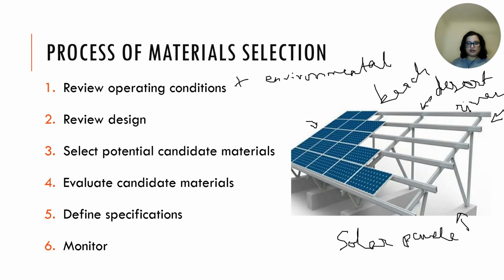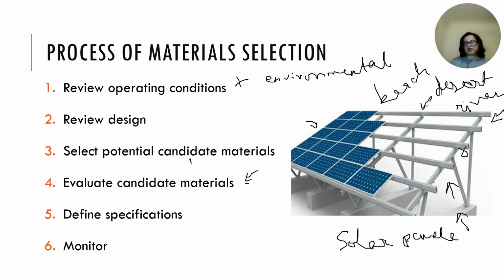The next step is reviewing the design. So what kind of design is required, or do you want it to be? And that should include all the specifics of welds, etc. The third point is selecting the potential candidate materials. So depending on these two conditions, what are the materials that we can use? For this, you can either do a literature survey, or you can check what has been used before in other industries, or you can take the help of both and then decide which are the best options that you can choose from.